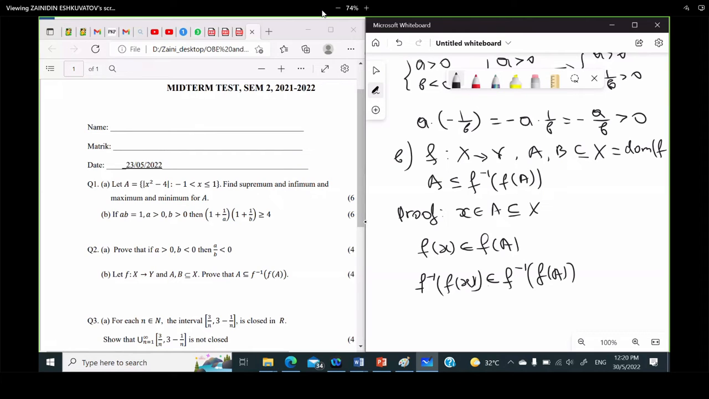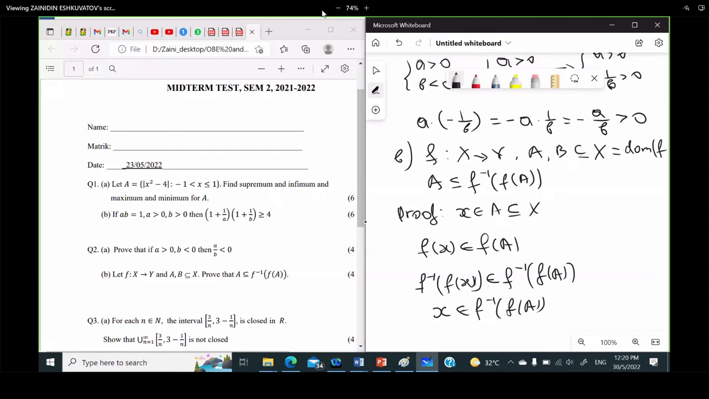But this f minus 1 f, we know they are inverse functions, and it gives x. So x belongs to f minus 1 f of A. So I have proved it. If x belongs to A, it is an element of the right side function.